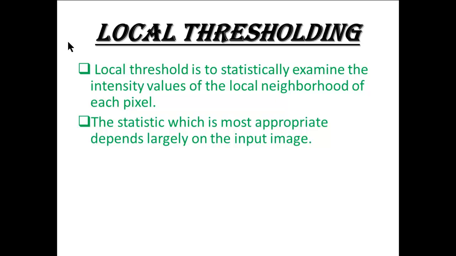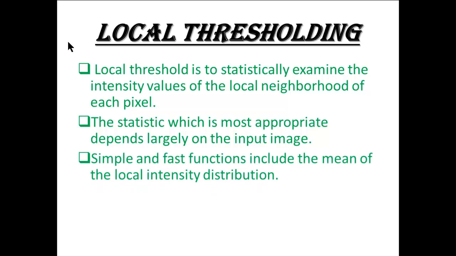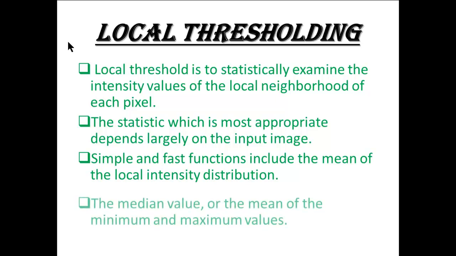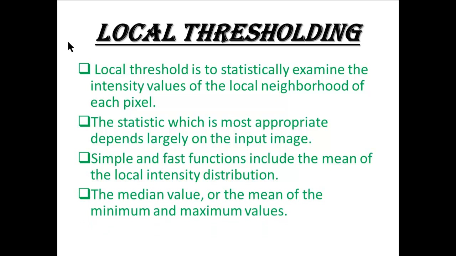The statistic which is most appropriate depends largely on the input image. Simple and fast functions include the mean of the local intensity distribution, the median value, or the mean of the minimum and maximum values.